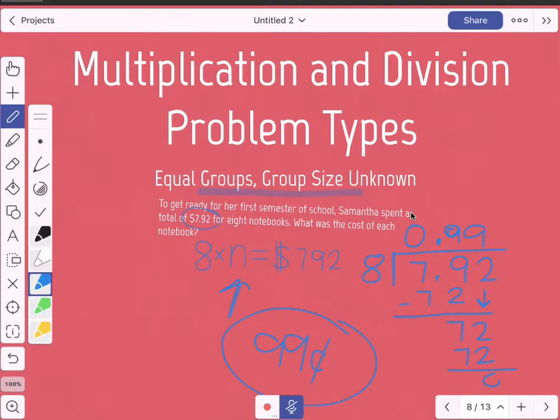Okay, so I knew how many groups, that's this number here, and I knew the product. What I didn't know was the size of the groups. So let me get some of that crazy writing out of there for you. What I want you to do is pause, copy the problem type and the work so that we can refer back to it tomorrow. Then come on to the next one.